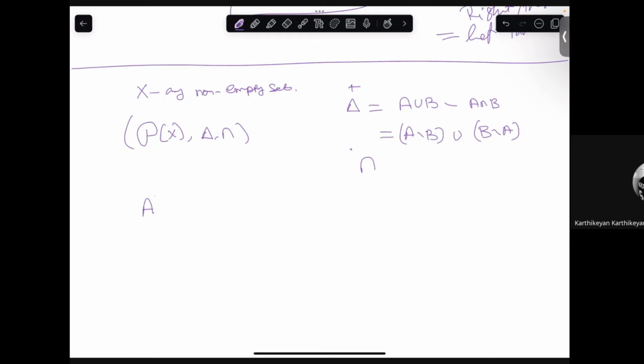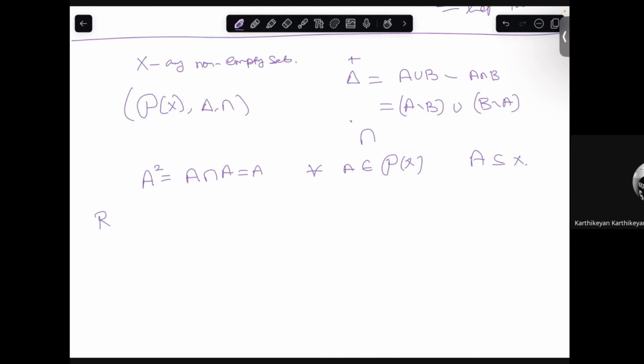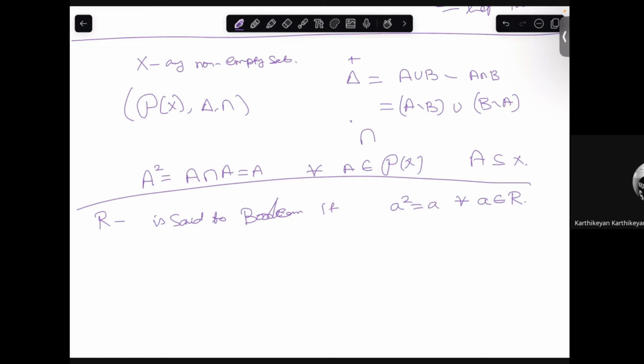For example, A squared, that means A intersect A, in our language is A, for every A. So A is a subset of X. This is the definition of a Boolean ring: a ring R is said to be Boolean if A squared equals A for every A belonging to R.